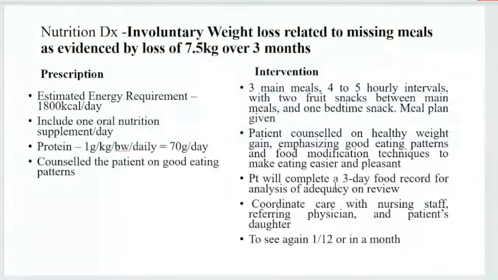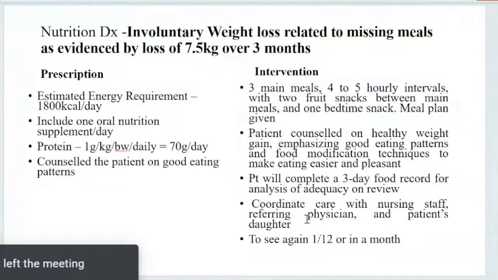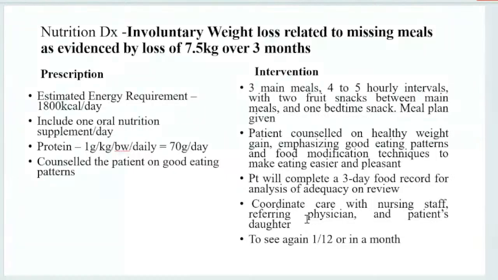All right. And the patient, we want to pick data. So the patient has been given a food record to complete a 3-day food record, so that when the patient comes for review, we will check for the adequacy of it. We are going to coordinate the care with the nursing staff that is working with the patient, the referring physician, and the patient's daughter, because apparently the patient came with a relative and it was the daughter who is supposed to care for that patient. So that daughter was part of the intervention discussion and everything. So that's why we are saying we are coordinating.